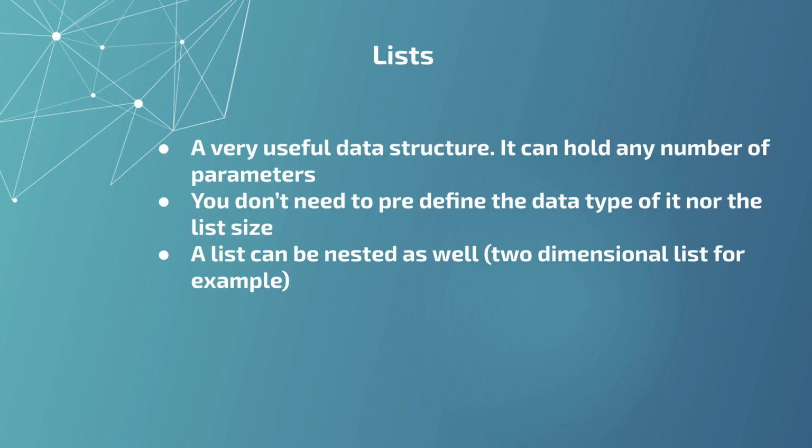What are lists? Lists are very useful data structures. They can hold any number of parameters. One of the best things about lists in Python is that you don't need to initialize the data structure, and you also don't have to tell which data type you are using. A list can be nested, for instance, into a two-dimensional list which represents a matrix. Think about an Excel spreadsheet that has rows and columns. Of course, a list can be nested to more than two dimensions, but we won't deal with that in our course.